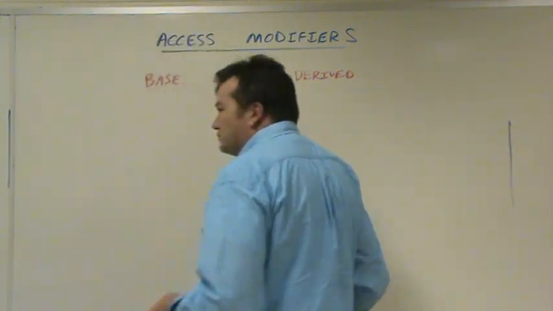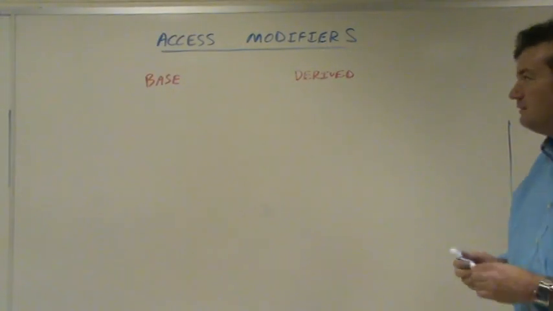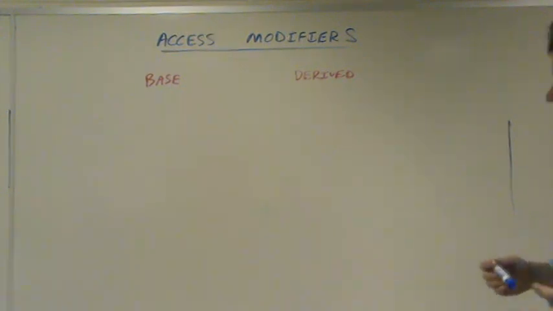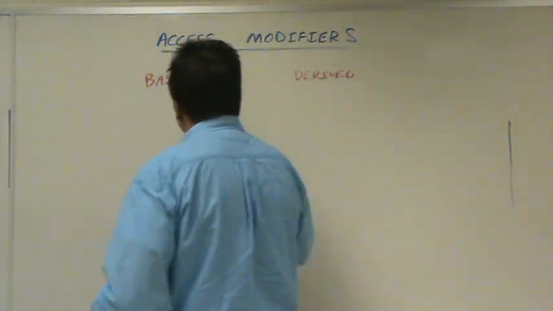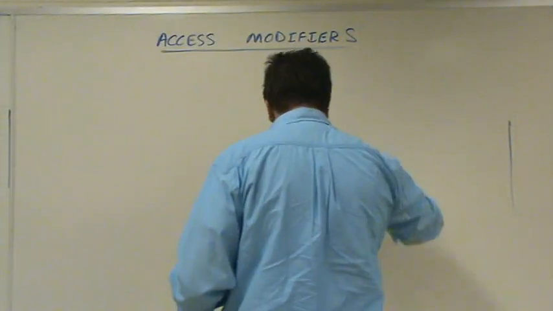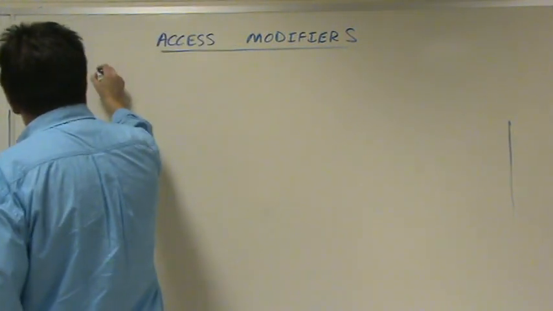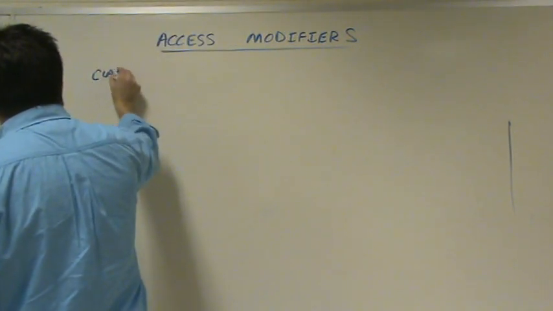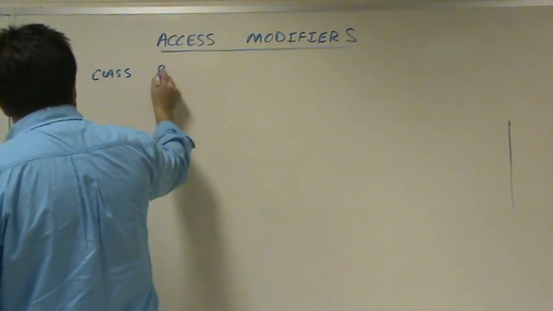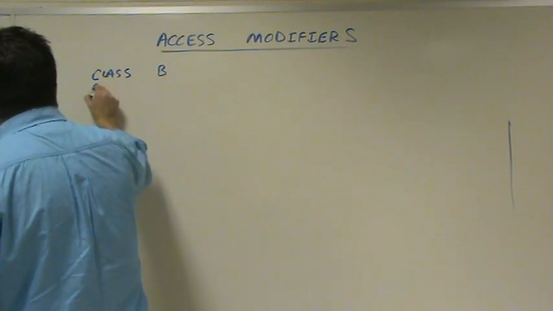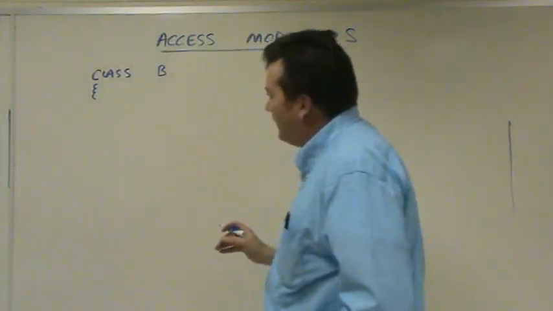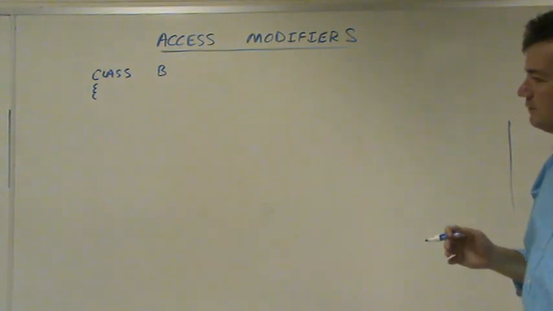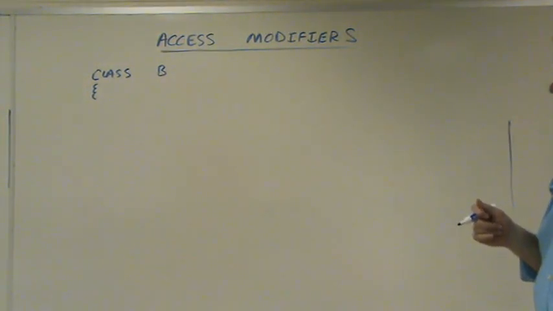So now the question is, suppose you had a class, suppose we had a class base, which had a protected method.